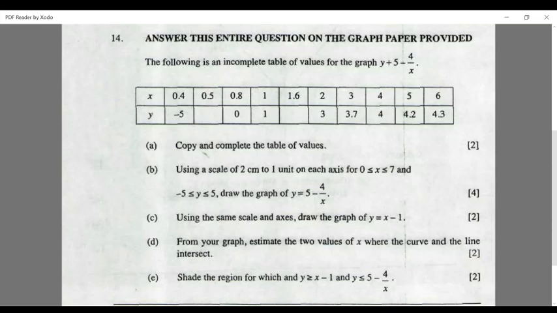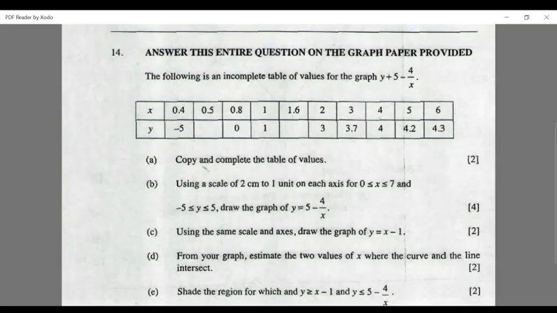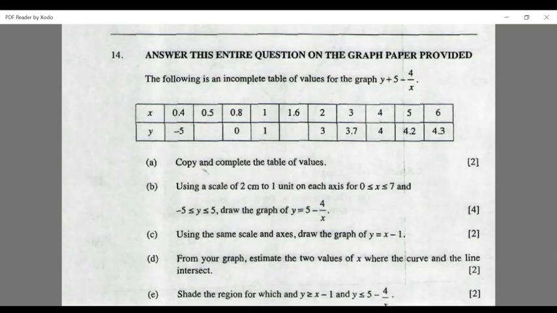The following is an incomplete table of values for the graph y equals 5 minus 4 over x. So we're going to use some hacks here in order to solve this. We're going to derive the function, and then we'll just fill out a, b, c, d, e. I'm pretty sure we can do these without any graph paper, but I'm just going to show you algebraically how to get through all these solutions. So all we need to do is fill in these two values, right? They're probably going to make it 2 points. That makes sense.